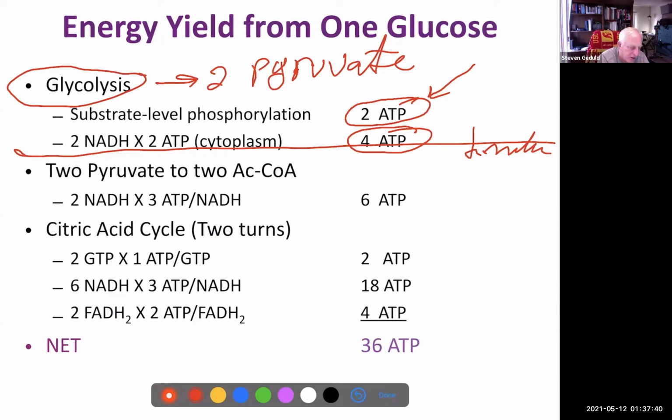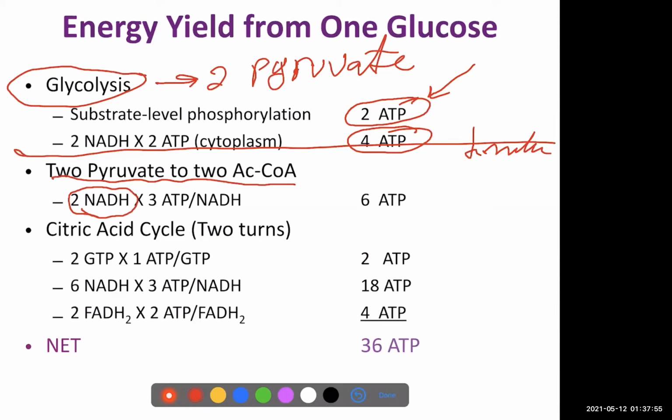Now we enter the mitochondria. So we got 2 pyruvates go to 2 acetyl coenzyme A's. And then 2 NADHs are produced, 1 for each of the acetyl coenzyme A's. And now we're in the mitochondria. Crossing the threshold right there.